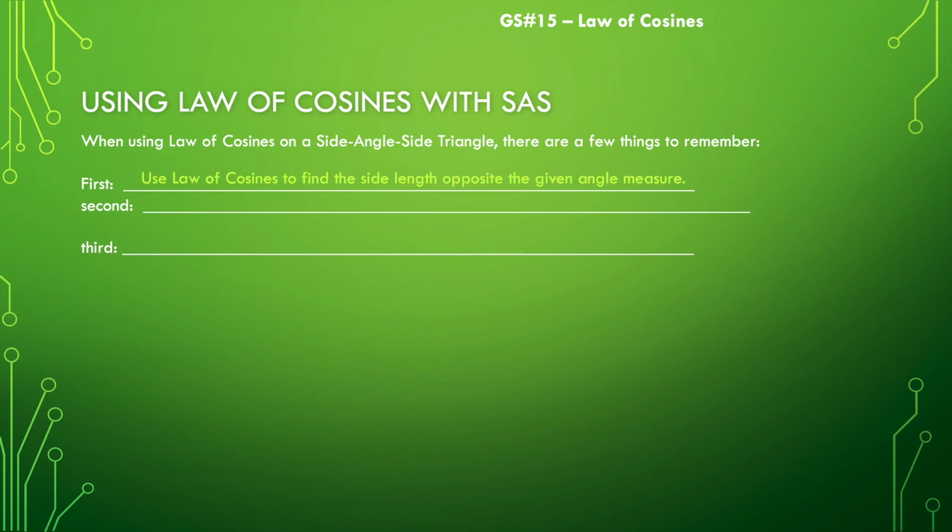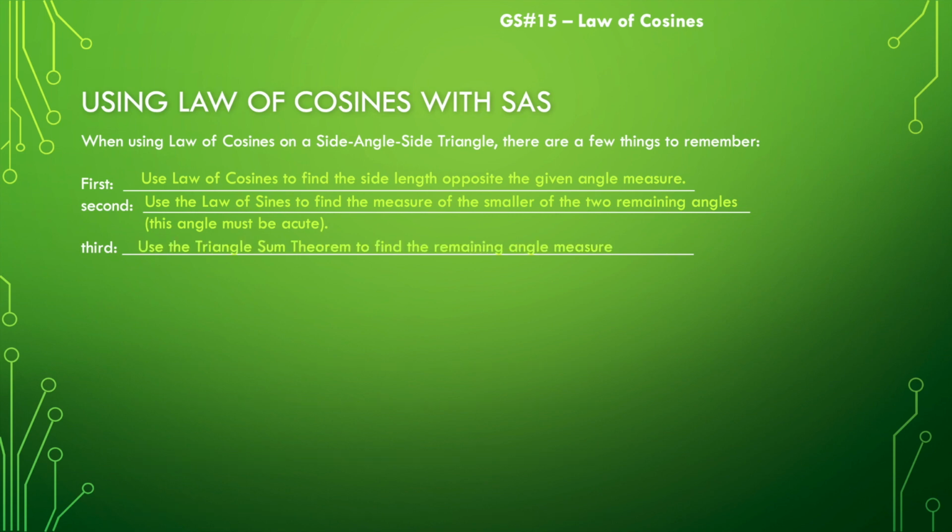We're going to start by using the law of cosines to find the side length opposite the given angle measure first. Then once we have that, we'll have a pair, an angle measure and an opposite side length. So then we can revert to the law of sines to find the measures of the other angles. But we are going to focus first on the smaller of the two remaining angles, and this angle will be acute. It's got to be acute. And then after that, we're going to use the triangle sum theorem to find the remaining angle measure.